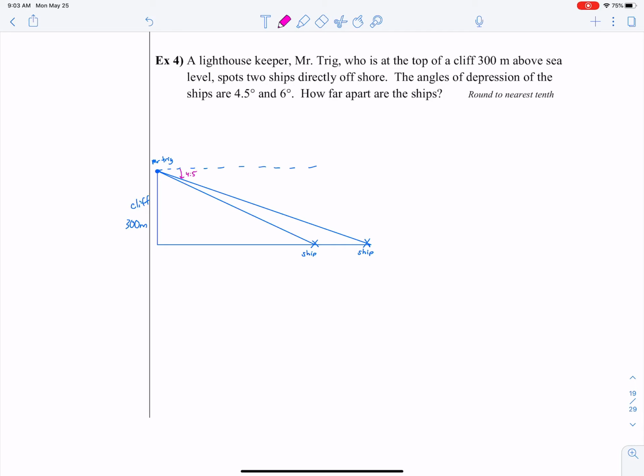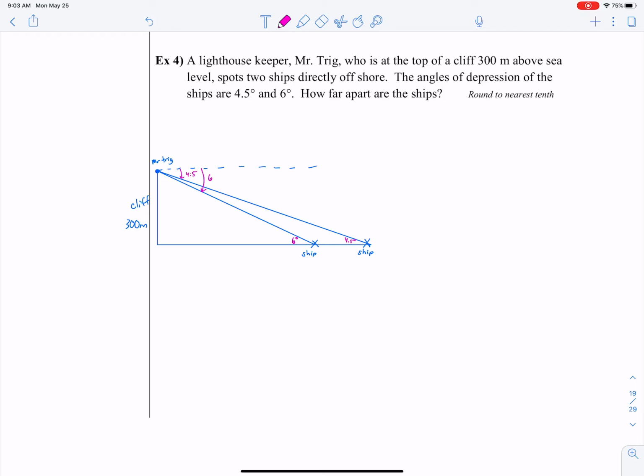I'm gonna figure out what line that is. I'm gonna trace it down. So it's gonna be this line. And I'm gonna say that this is 4.5 down here. Okay, because remember that rule from the beginning. Then my larger line is going to be 6. So I'm going to trace that line down. It means this angle here is 6. Okay. And it wants to know how far apart are the ships.